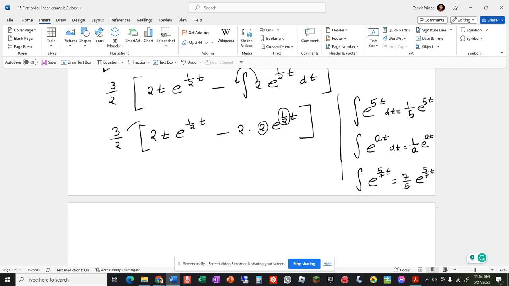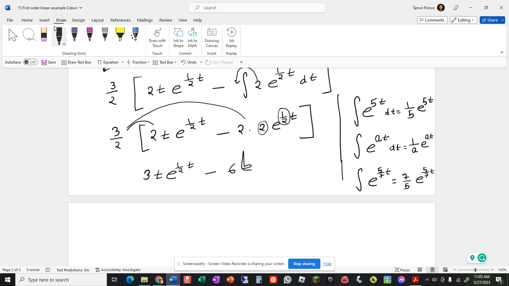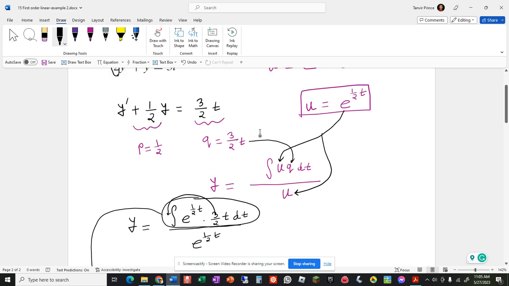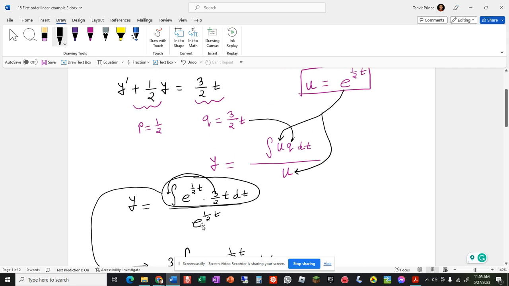Now I can multiply this out. So 2 will cancel out in the denominator. So I get 3t e to the power half t minus, the 1 and the 2 will cancel out, and then I have to multiply by 3. So I get 6 e to the power half t. And then of course plus c. And then don't forget the denominator now is e to the half t.